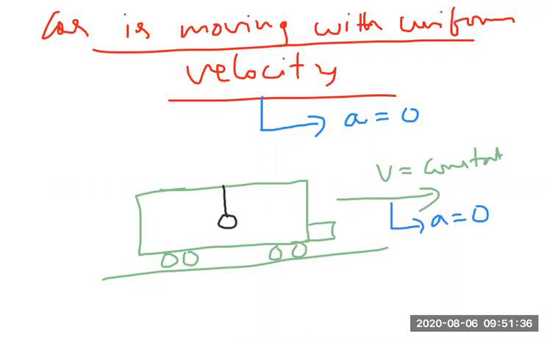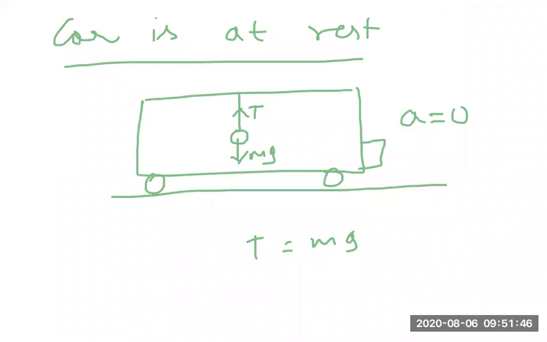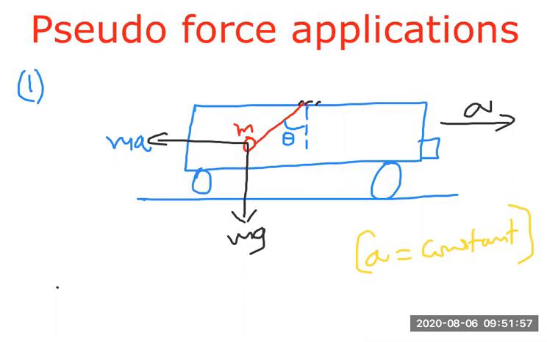Now what is the angle the pendulum makes with the vertical here? Theta equal to 0 degree. In the previous case also, when the car is at rest, the angle it makes means theta is equal to 0 degree. The first situation is not like that. There the car is moving front with uniform acceleration.